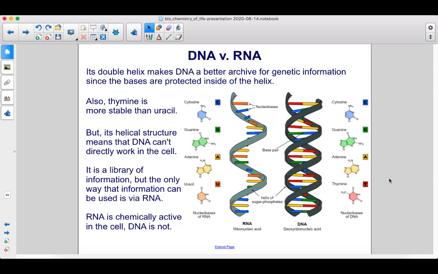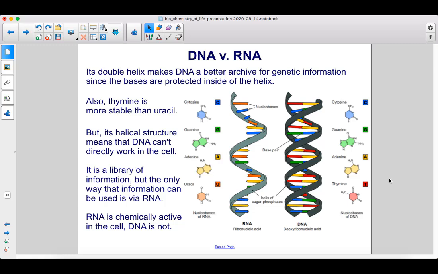Its double helix makes DNA a better archive for genetic information, since the bases are protected inside of the helix. Also, thymine is more stable than uracil, but its helical structure means that DNA can't directly work in the cell. It is a library of information, but the only way that information can be used is via RNA.